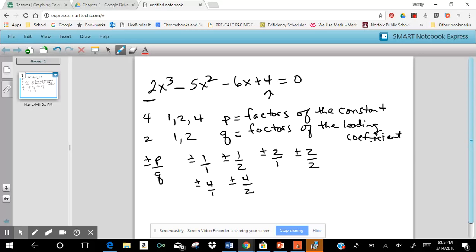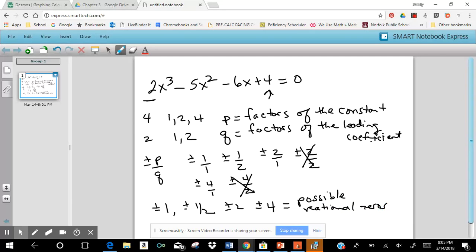So my possible rational zeros are plus or minus 1, plus or minus 1/2, plus or minus 2, plus or minus 2 over 2 reduces to 1, so I already have that, I don't need to write it again, plus or minus 4, and plus or minus 4 over 2 reduces to 2, so I don't need to write it again. So these are my possible rational zeros: plus or minus 1, plus or minus 1/2, plus or minus 2, and plus or minus 4.